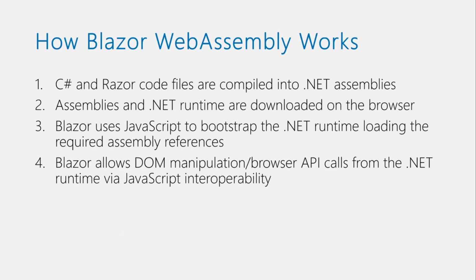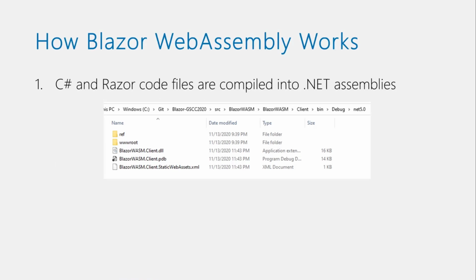So let's talk about how Blazor WebAssembly actually works in the course of everything. So now I understand how the WebAssembly portion of it works. How does Blazor WebAssembly work? At the core of it, C# files are compiled into .NET assemblies. Nothing different than what you're used to with web forms and MVC and everything like that. You can see here's a blazor.wasm.client.dll. Everything's compiled into a DLL.